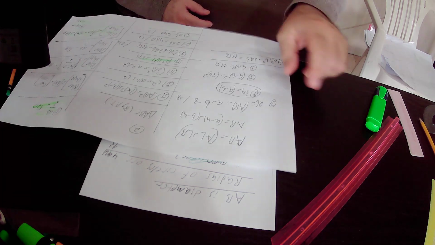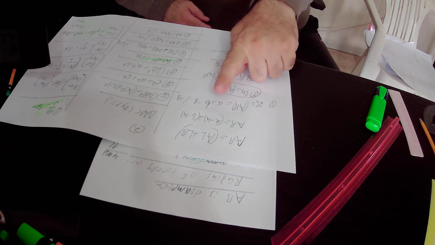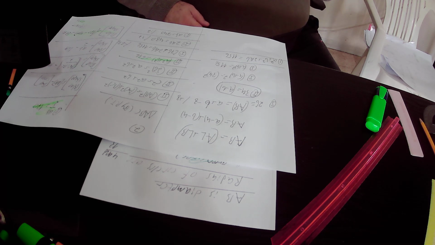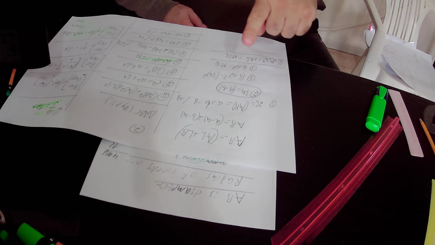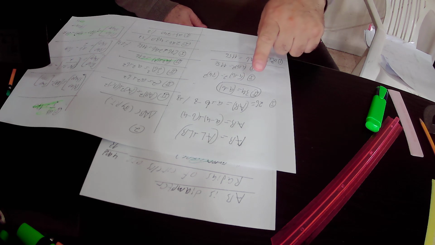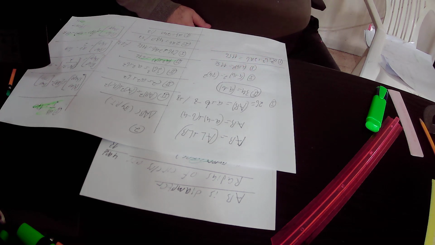So in conclusion, we found out that AB equals A minus 4 plus B minus 4. That is to say, AB equals A plus B, minus 4 and minus 4 is minus 8. So AB equals A plus B minus 8.